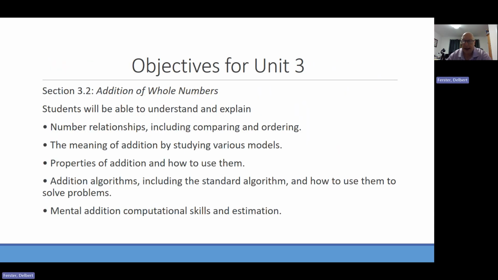Objectives, again, you already know that I get annoyed when people read slides to me, so I'll leave them up there for you to look at. Lots of different things for us to look at in terms of different ways to approach the ideas of adding and subtracting.